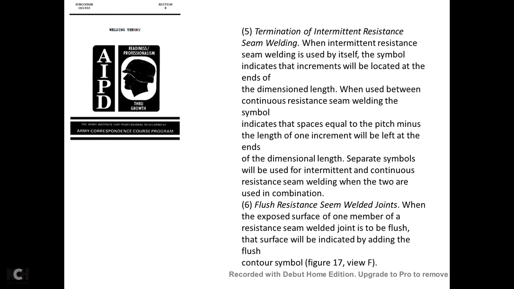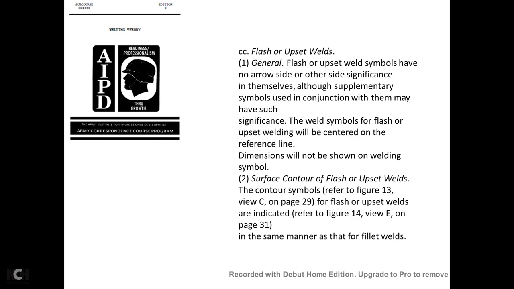Separate symbols will be used for intermittent and continuous resistance seam welds when the two are used in combination. Flush resistance seam welds. When the exposed surface of one or more resistance seam weld joints is to be flush, the surface will be indicated by adding the flush or contour symbol.